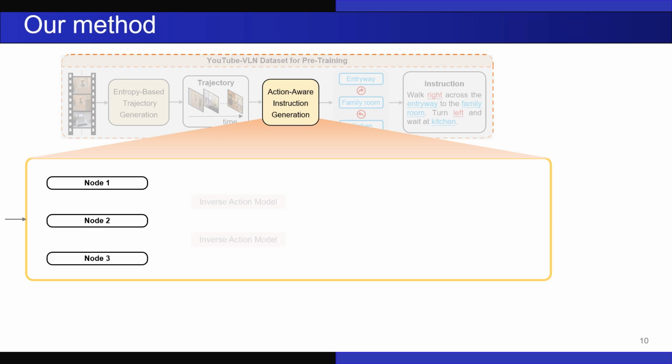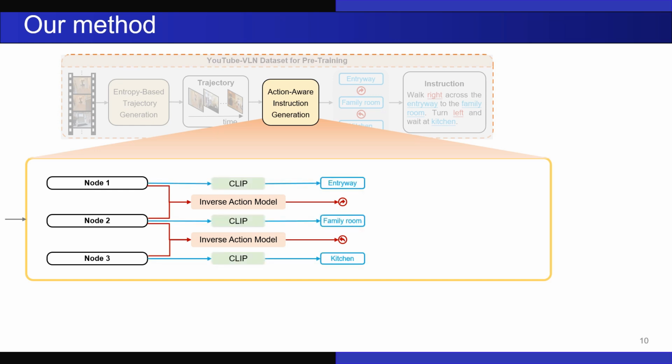Specifically, we train an inverse model on a labeled dataset, where the input is the vision features of two nodes and the output is their transition action. We then perform inference with the inverse model on pairwise key nodes to obtain transition actions. We also use the CLIP model to obtain the room type of each node. Finally, we hollow out an existing manually labeled instruction, dig out nouns and verbs, fill in the previously generated actions and room types according to a prior rule, and then generate a correct instruction that matches the trajectory.